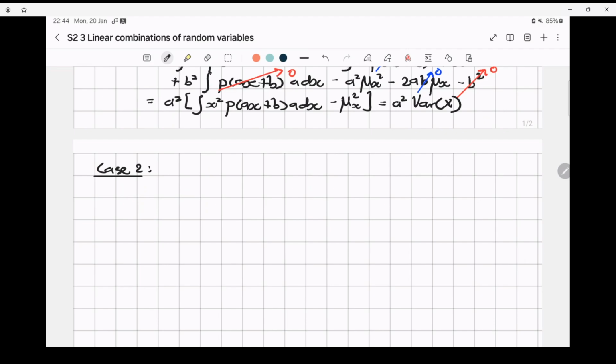So the second one would be a linear combination of two, so this is what we call as the linear combination of two. Basically you can expand it to more, but what we are doing here is two independent random variables.